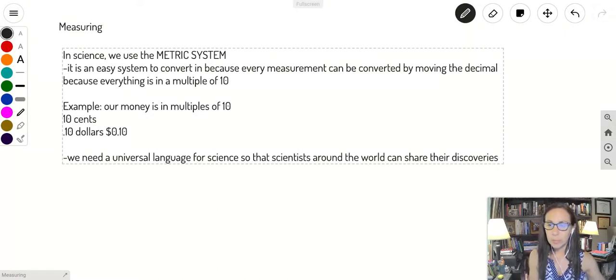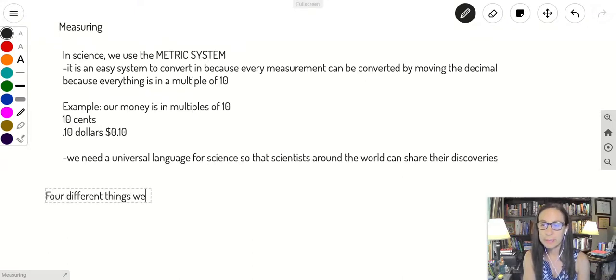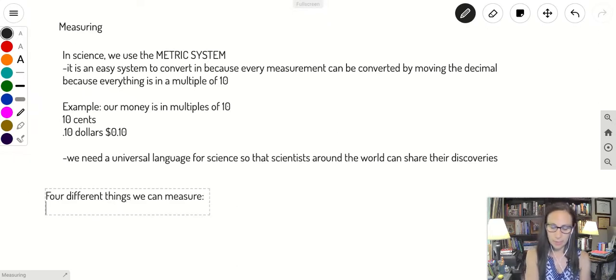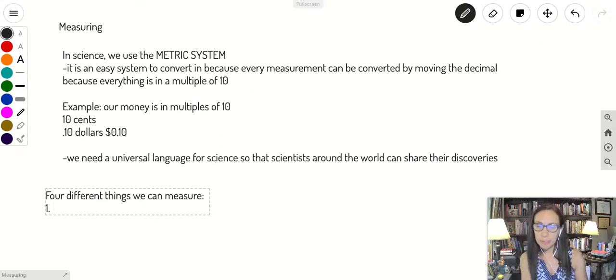Okay, so what I'm going to do now is go through different things that we can measure, and I'm going to talk about how we measure them and what the units are for each one. So I'm going to put this as 4 different things we can measure. Okay, so this is another subtitle. The first thing that I'm going to bring up is length. So one thing you can measure is length.